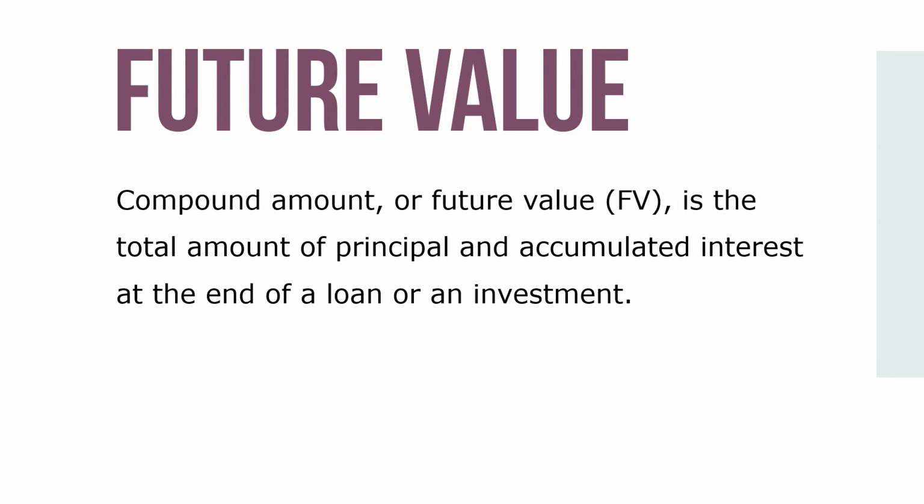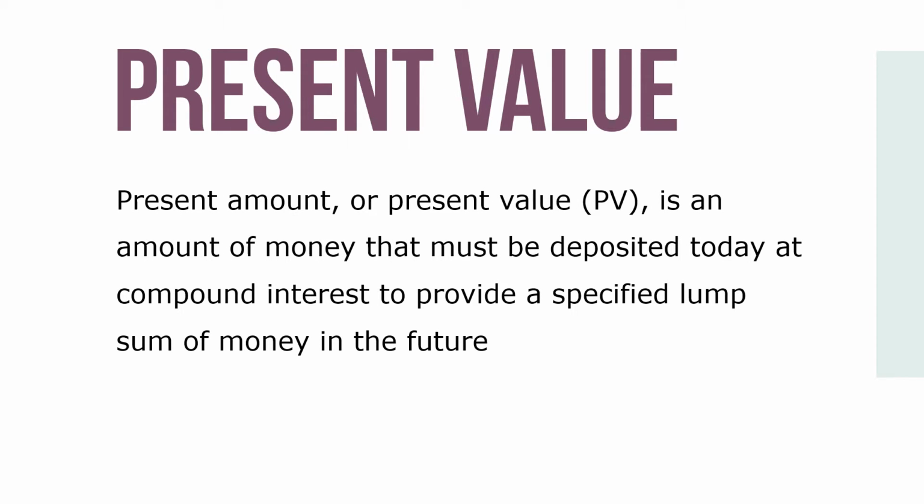The compound amount, or future value, also called FV, is the total amount of principal and accumulated interest at the end of a loan or an investment. Present amount, or present value, also called PV, is an amount of money that must be deposited today at compound interest to provide a specified lump sum of money in the future.